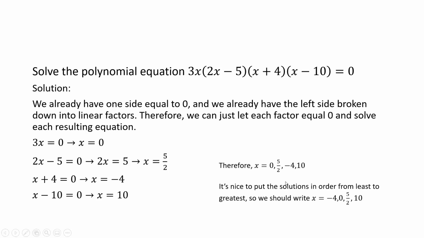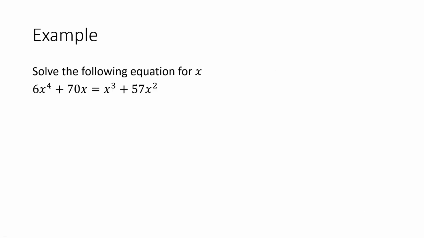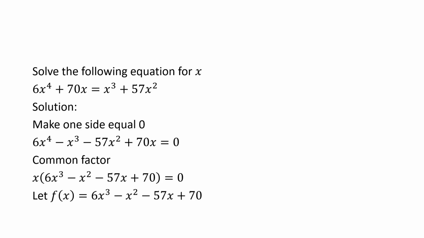And so we have a final answer of 0, 5 halves, negative 4, or 10. But it is nice, quite frankly, to put solutions in order from least to greatest. And we want to appear sophisticated, so we'll say x is equal to negative 4, or 0, or 5 halves, or 10. Now, what if we're given this equation here, 6x to the 4 plus 70x equals x cubed plus 57x squared? Well, we want to make one side equal to 0, and then we see an opportunity to common factor. We can factor out that x.